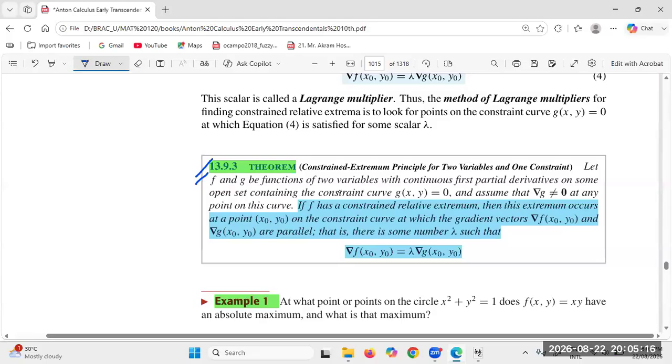So this is called the constrained extremum principle for two-variable functions and one constraint. That is, we have a function f and one restriction g. So if f has a... just one second.